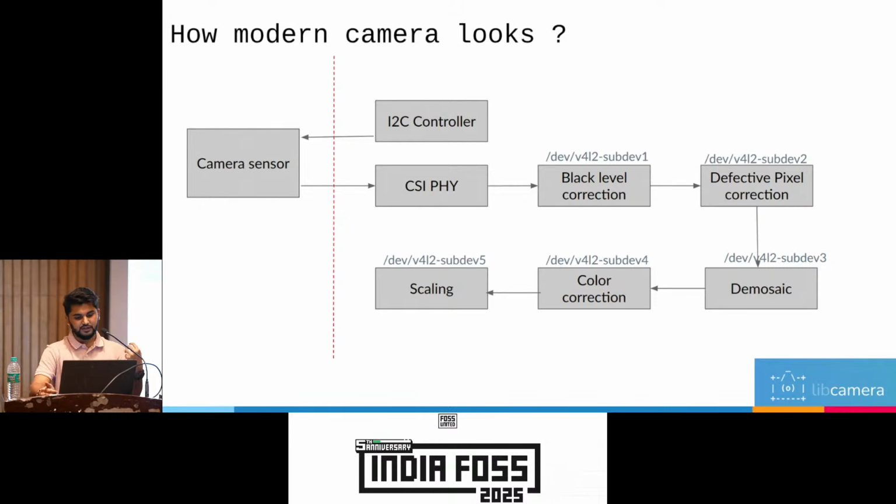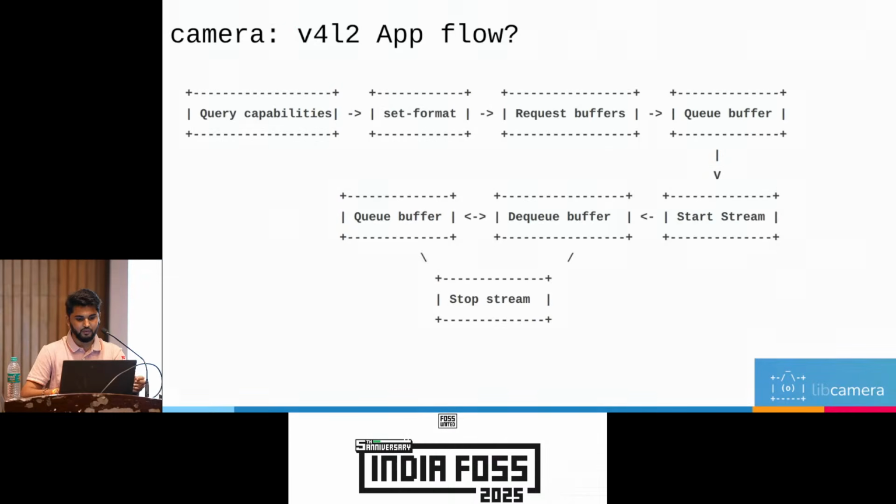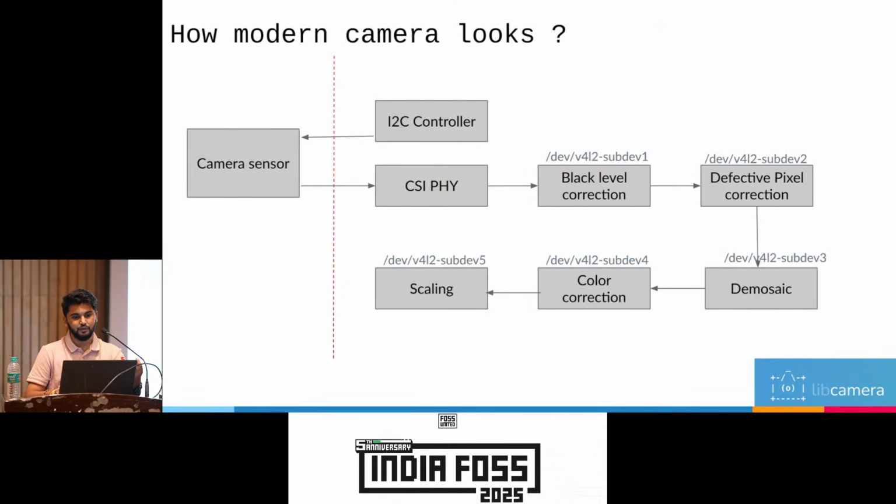So let's say we want to go one slide back and control this from the camera app. It will be very difficult, because these are different ISP blocks and you have to connect each block. So basically, if you see CSI, black level correction, to control from the kernel layer we have the media controller, we have the V4L2 and media controller APIs.